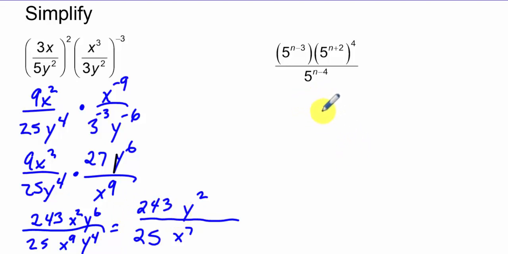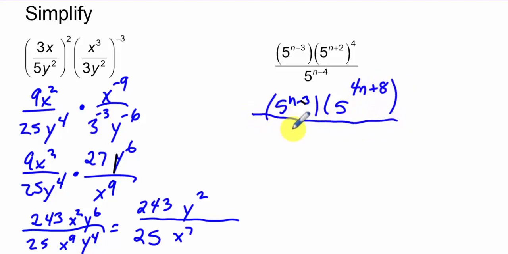This is the one most people have a tough time with because it looks so different. My base is no longer a variable, it's a number. But if we follow the rules, everything should go well. So I'm going to look, and this has an exponent, so I'll use that first. This is a 5 to the n minus 3. Now, in this case, it says if I have a base with a power raised to another power, I multiply the powers, which means I don't touch the base. So this 5 stays as is. Now I multiply the powers. That's 4n plus 8. That's what the rule tells me to do, over 5 to the n minus 4 power.